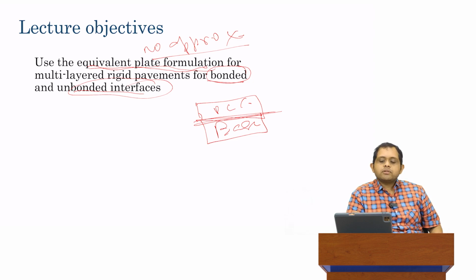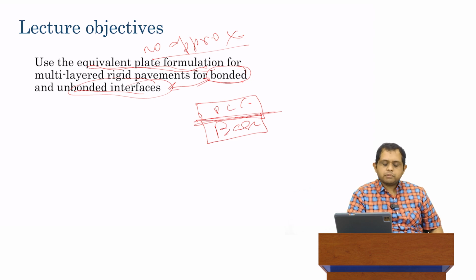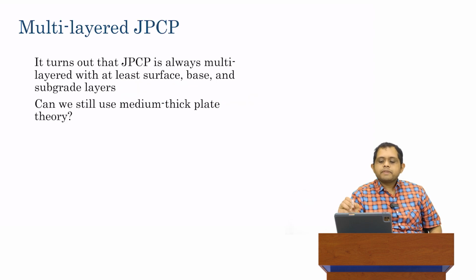But besides this approximation that we have to make, the equivalent plate formulation does not add any additional approximation. So our solutions are still exact. We are not making any error in the equivalent plate formulation. So that's just something I wanted to keep in mind as we go through this.